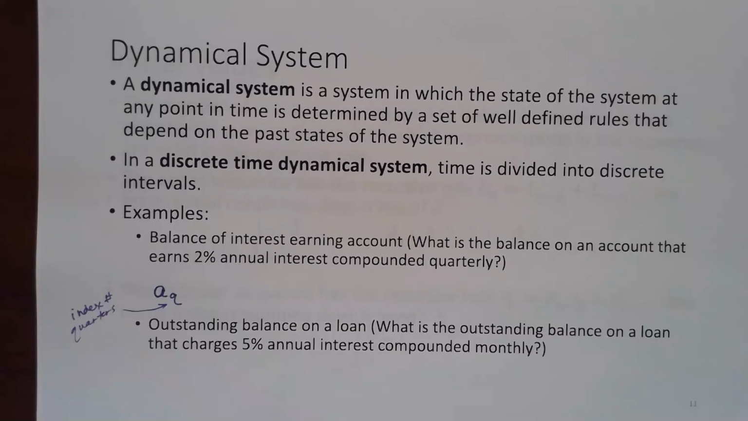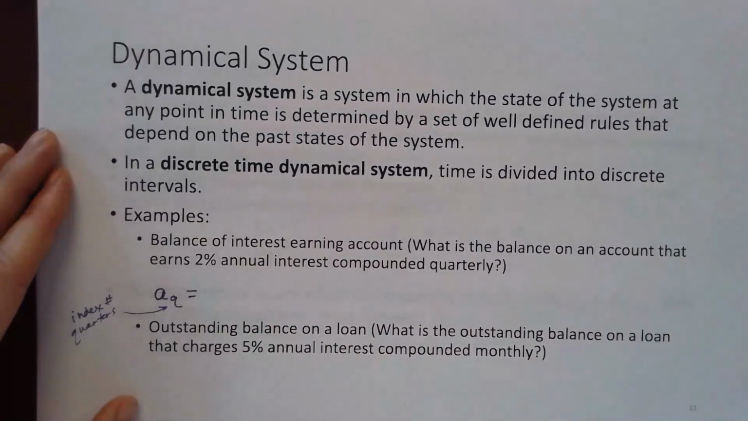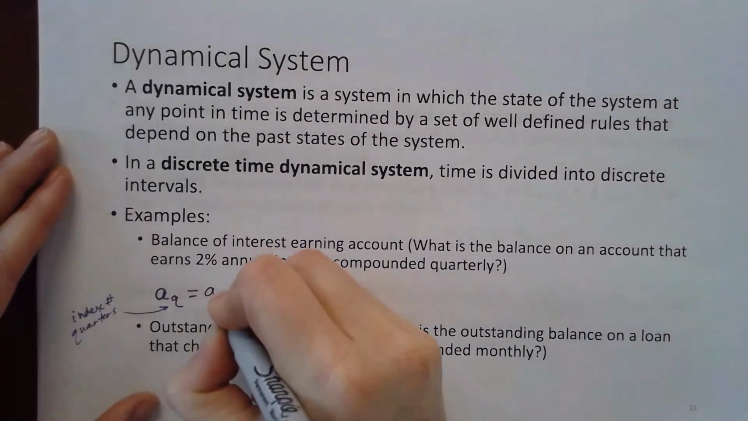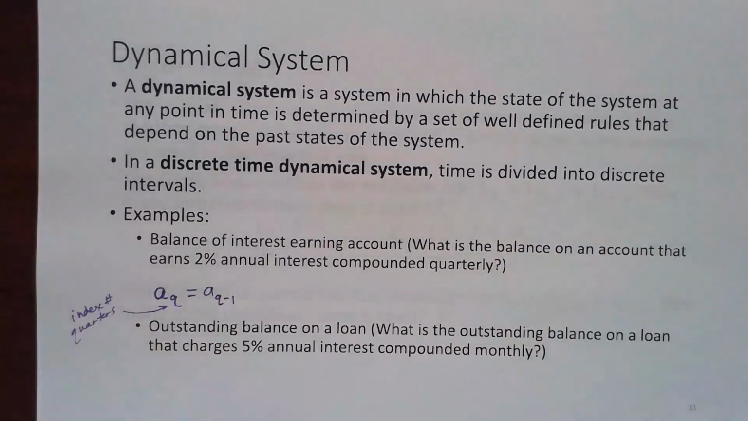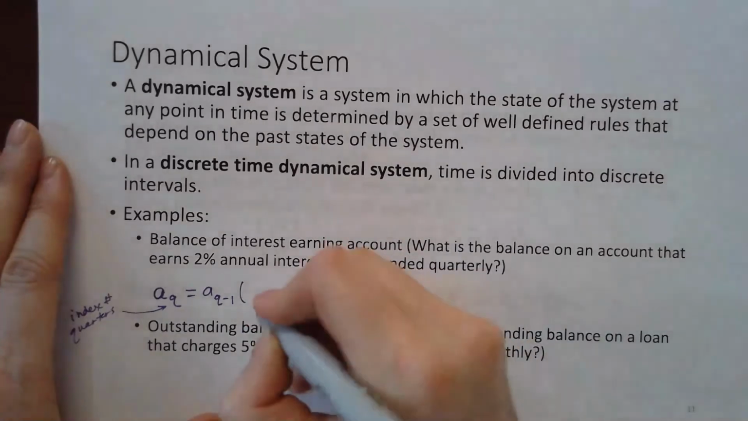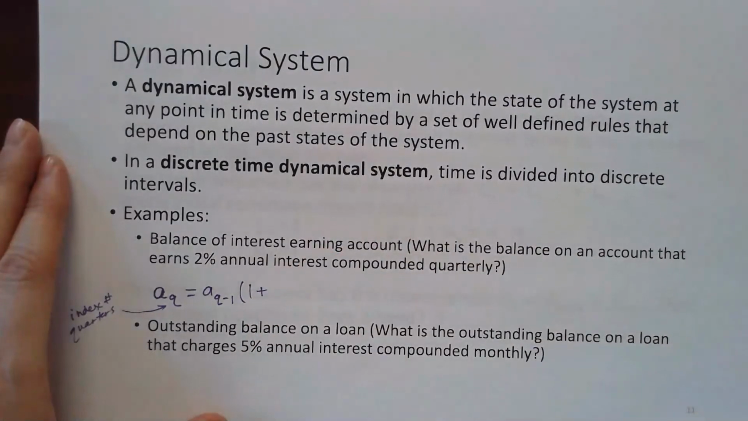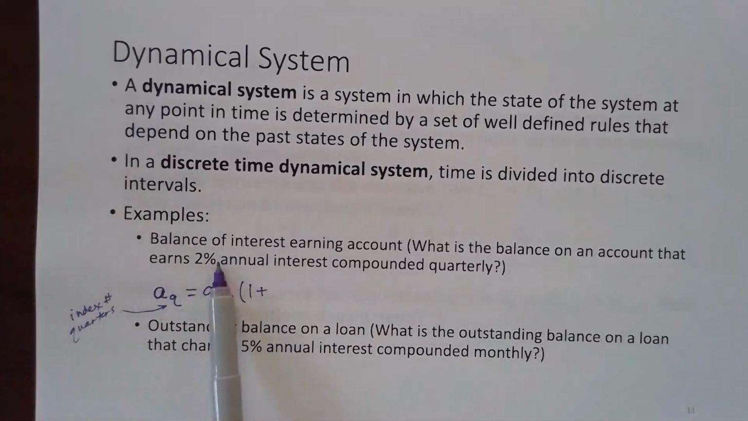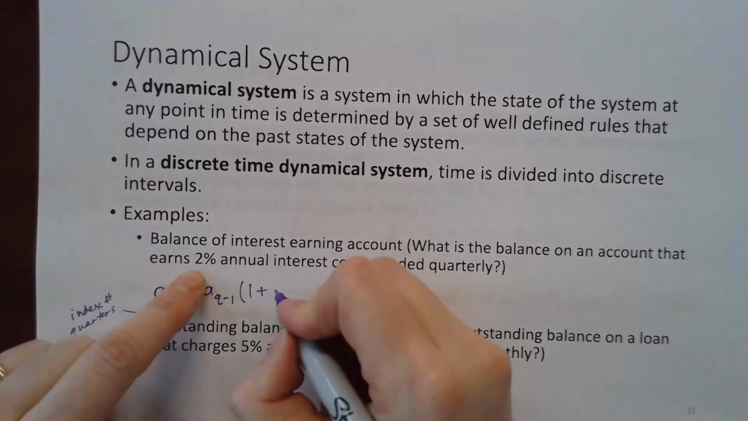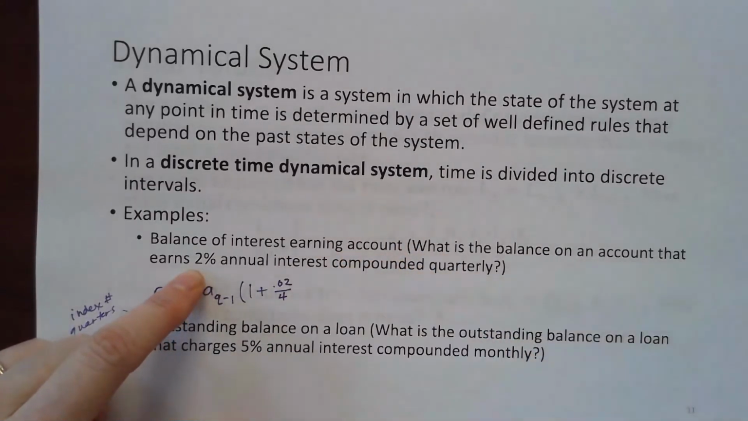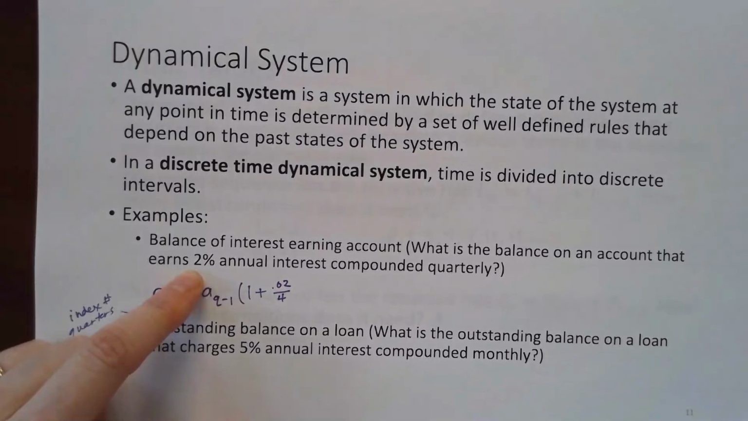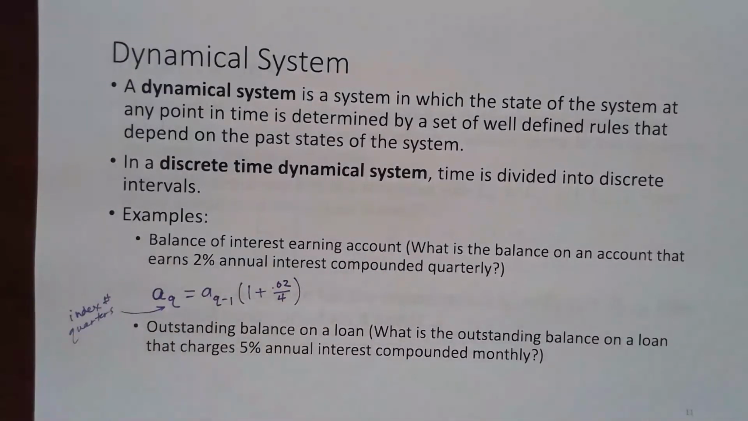So what are they going to do to figure out how much you have now? Well, they're going to take the amount that you had in the previous quarter, and then they're going to apply interest to that. So you get 100% of that back plus interest on it. Now this is a 2% annual interest, and since they're doing it quarterly, they're going to take that 2% and divide it by 4. That's the effective interest rate for that quarter.